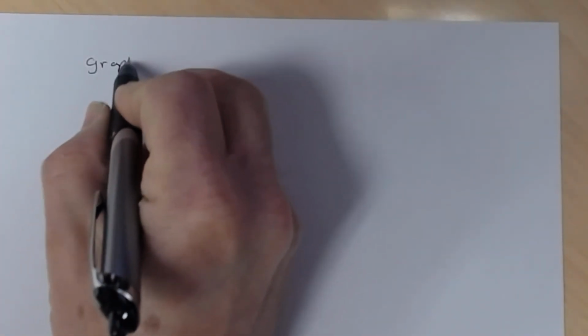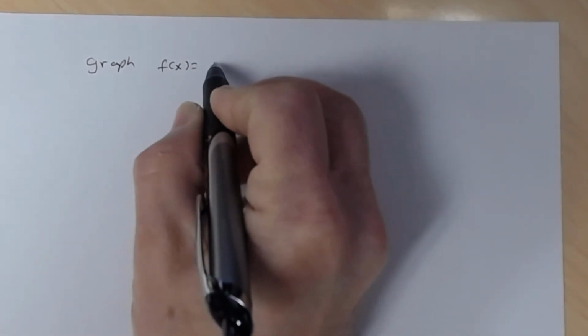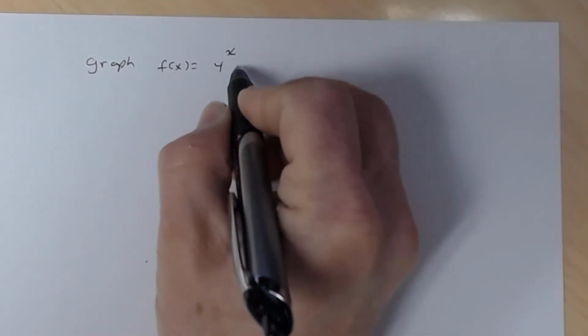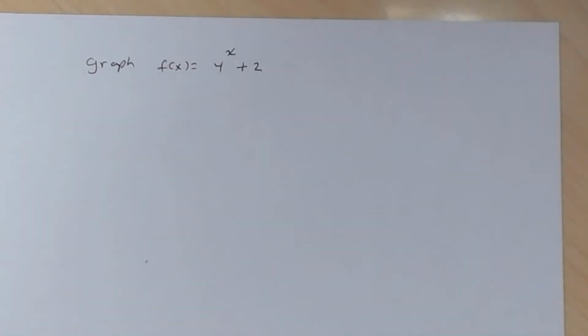Okay, so let's suppose you want to graph this function. Let's graph f of x equals 4 to the x plus 2. First of all, what you're going to do is determine the parent function. So what's the parent function?